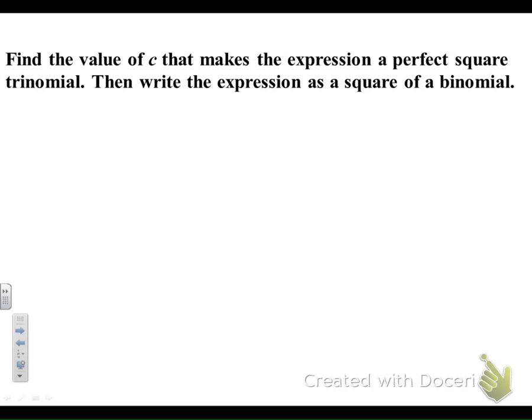So let's just practice finding how to complete a square. We're going to find the value of c that makes the expression a perfect square trinomial. Then we're going to write the expression as a square of a binomial before we solve. We have to learn this skill before we start solving. So let's say we have the problem x squared plus 6x plus c.